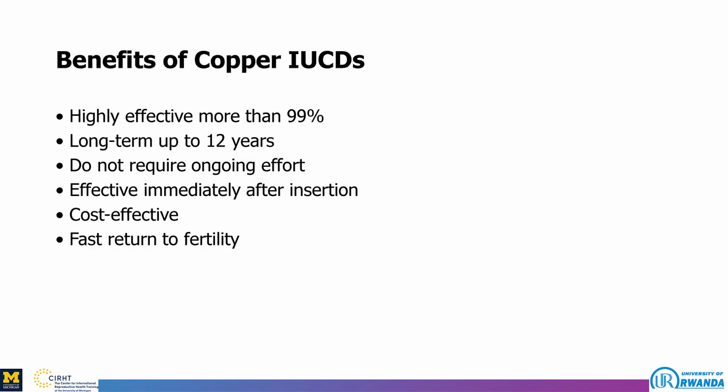The benefits of copper IUDs, there are many, but we're going to mention some of them in this presentation. One of them is that it is highly effective, more than 99%, like I talked about in the introduction. Long-term method of contraception for up to 12 years. It does not require ongoing efforts for the partners. Effective immediately after insertion, and of course it is cost effective, and also fast return to fertility.